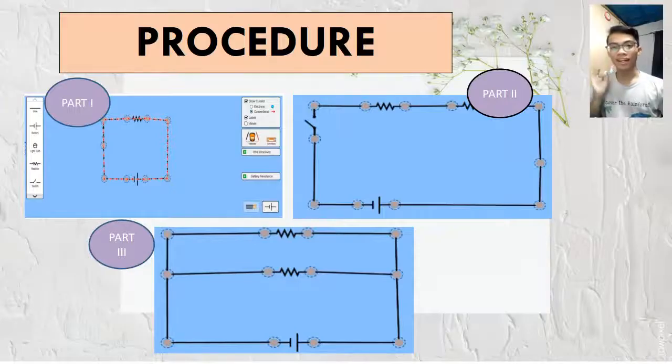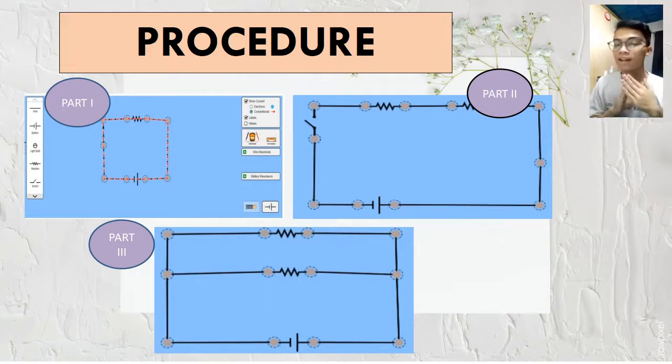For this experiment, there are 3 parts: Part 1, Part 2, Part 3. During Part 1, we will construct the basic circuit, which consists of one resistor and one battery. For the second part, we will construct a circuit with 2 resistors, 1 battery, and 1 breaker, and we will measure the voltage and also the current of the parts of the circuit. These 2 are series circuits. And for the third part, we will construct a parallel circuit, which consists of 2 resistors and 1 battery.